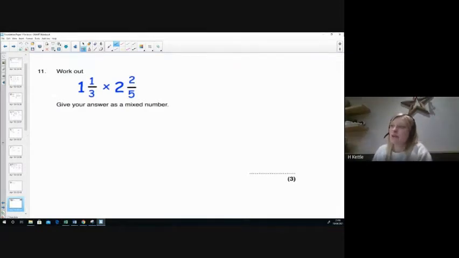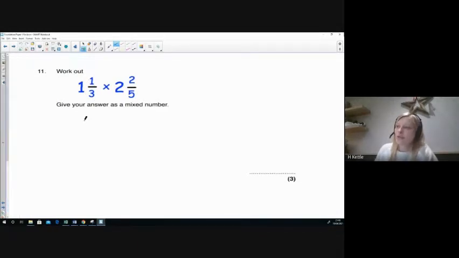do is make them both top heavy. So to make a fraction top heavy, to make it a single fraction, we need to do big times the bottom, add on the top. So 1 times 3 is 3, add the 1 is 4. So we have 4, and our denominator always stays the same. So it was 3 on the bottom here, so it's 3 on the bottom here.